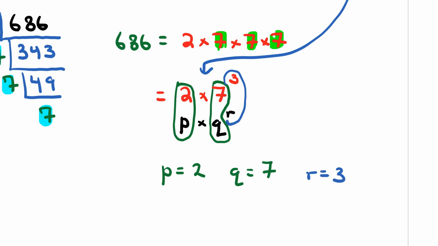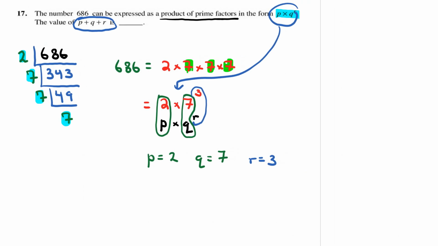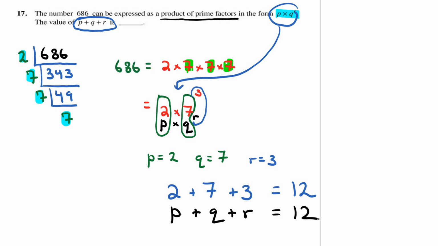Okay. And then the question is asking for the value of p plus q plus r, right? So we're going to add up the values of p plus q plus r. So if I add up 2 plus 7 plus 3, I would get 12. All right, so once again, this is p plus q plus r equals 12. Okay, so that's it for this homework video guide on prime factors.